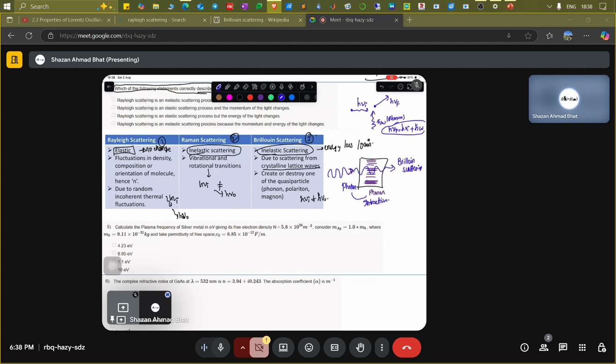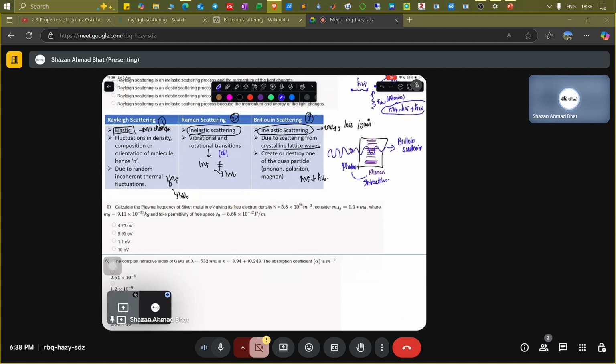The similar phenomena are involved, but there's a different frequency range involved, and they mostly target the vibrational and rotational transitions of the molecules. But this basically targets the lattice waves, which are mostly phonons, polaritons, magnons. I have talked about it in the first lecture.